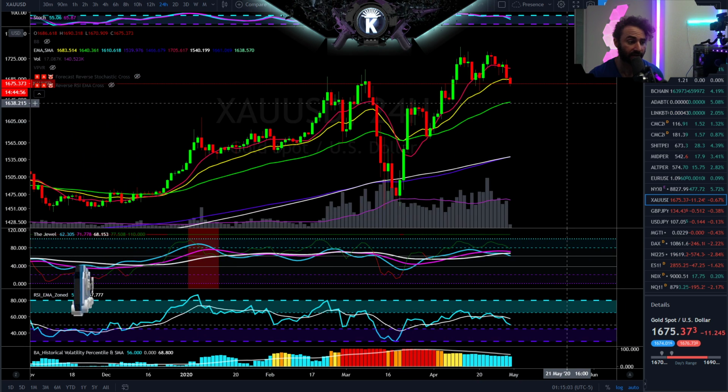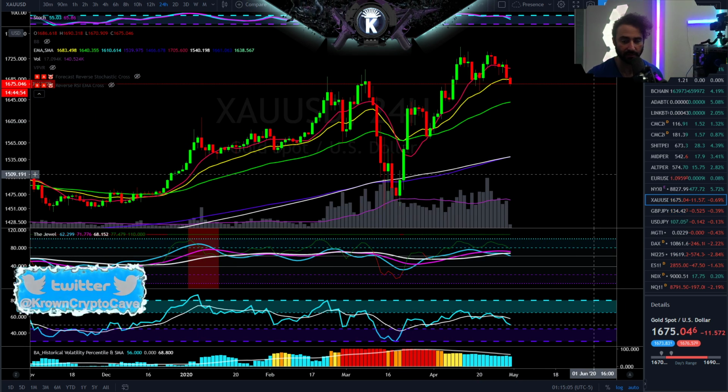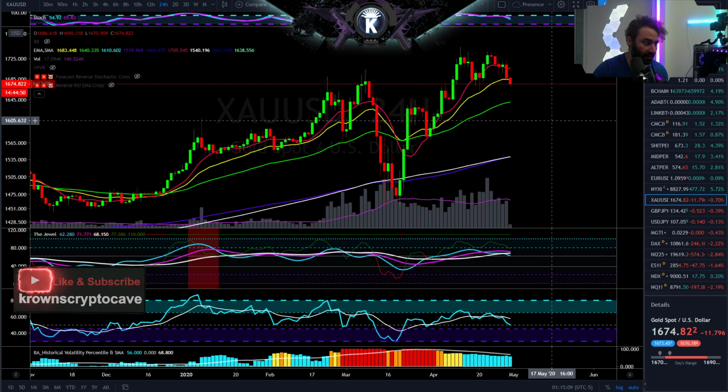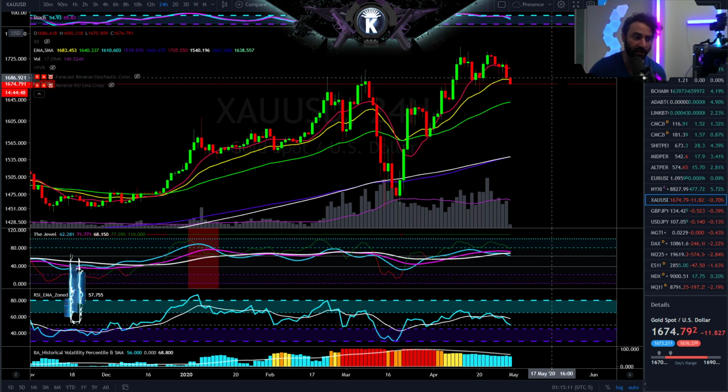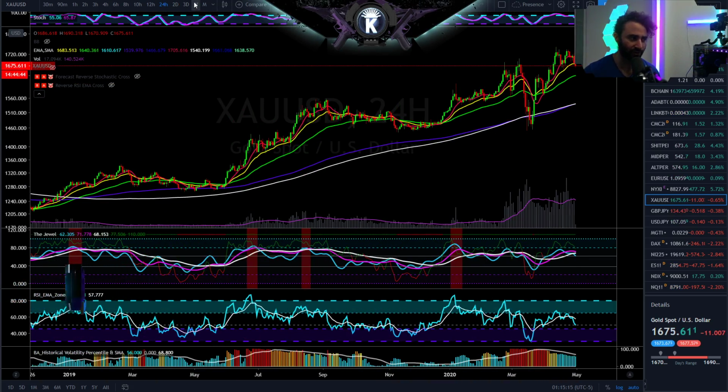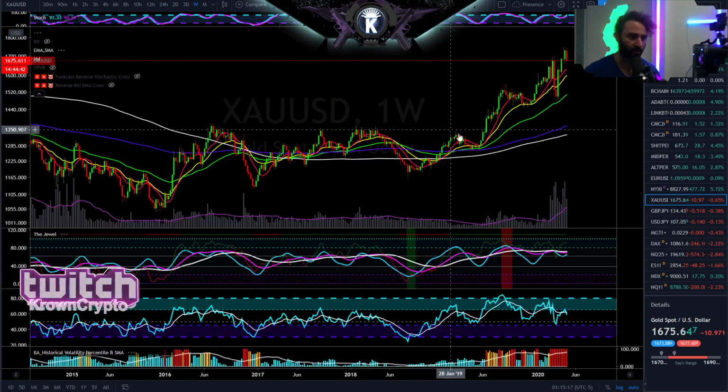Short term though, downside I do think is rather likely, back down to the 1640-ish region at the very least, maybe even as far as the 1605, 1610-ish region. But I would be looking for bounces there as this one starts to lose a little bit of its luster and weakens a little bit as well.